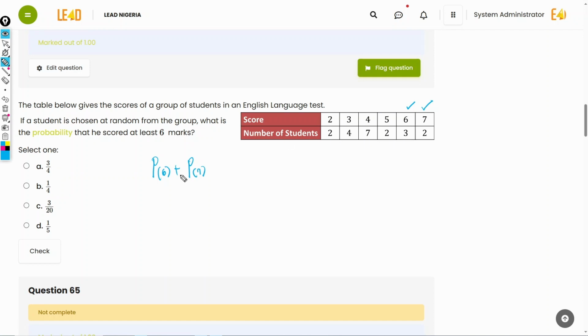All right, so for 6, there are 3 students that scored 6 out of 20. Then for 7, there are 2 students that scored 7 out of 20. So we're looking at 5 out of 20, which simplifies to 1 out of 4. 1 out of 4, that's option B.